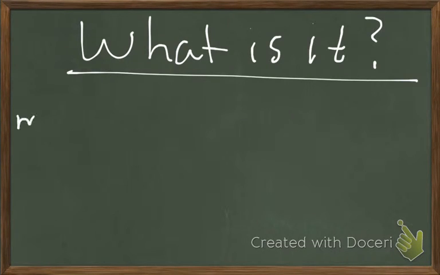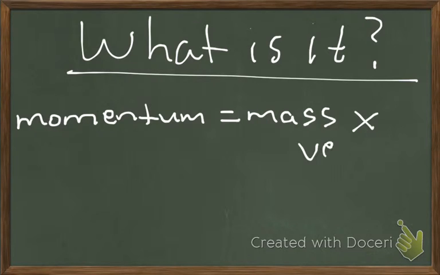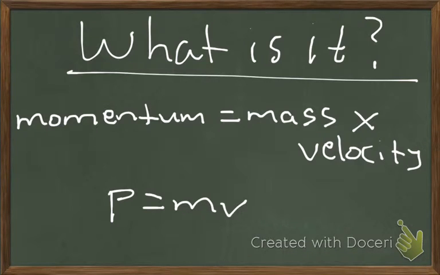What is it? It's defined in a very specific way. It's defined as the mass times the velocity. So given a mass of some object moving at some velocity, if you multiply them together, that is the definition for momentum. Alright, if we look at how the equation looks, we use the symbol P for momentum, and then mass and velocity we know already.